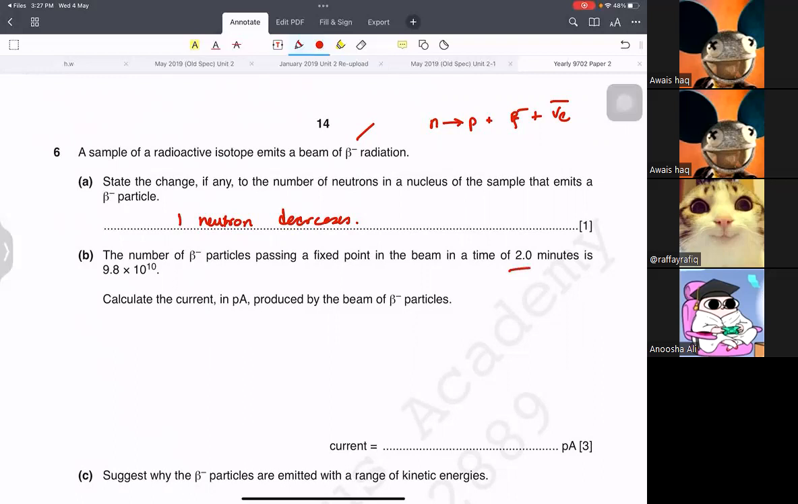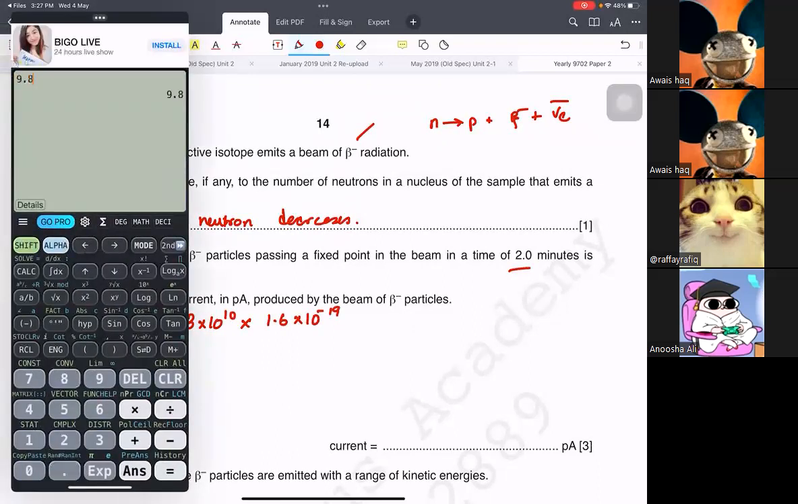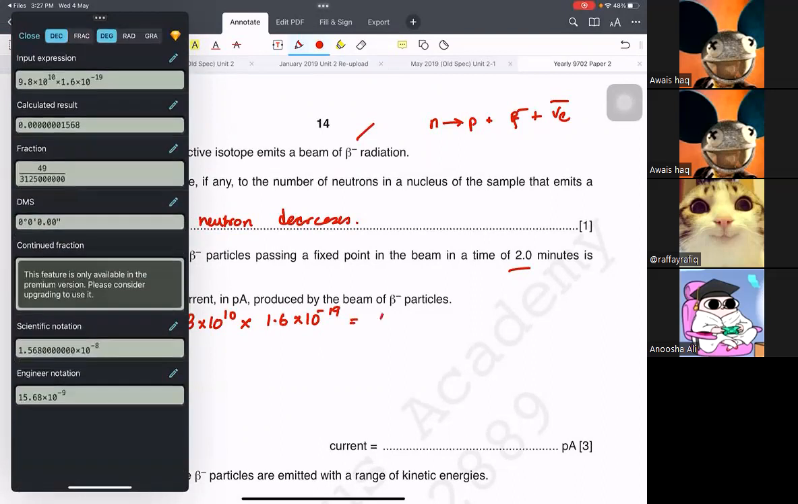Yes. Now, the number of beta particles passing a fixed point in the beam in 2 minutes is this. Calculate the current. Okay. So first of all, I want to find the charge. So the charge is the number of particles, these are the number of particles, times the charge on one electron, which is this. A beta particle is just an electron, by the way, if you don't know. That's one of the properties. They might also ask you what is a beta particle. Minus 19. So, all right, let me see if it is nice to me. Yes, it is this time. 1.568 times 10 raised to minus 8.